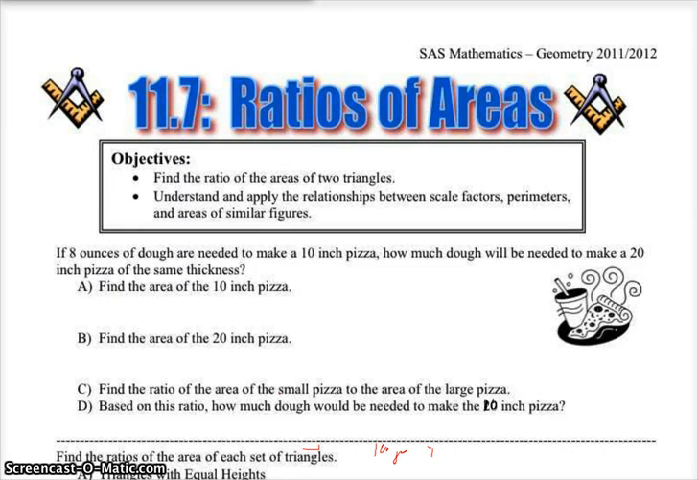Did I scare you? Anyway, moving on to 11.7, the last section of chapter 11 that we will be reviewing before the assessment for the test, unit test. And that is ratios of areas.